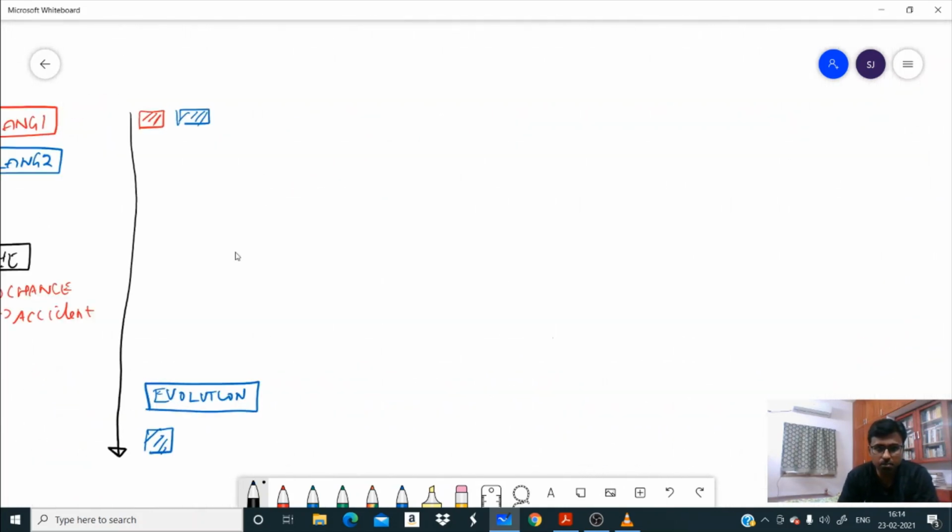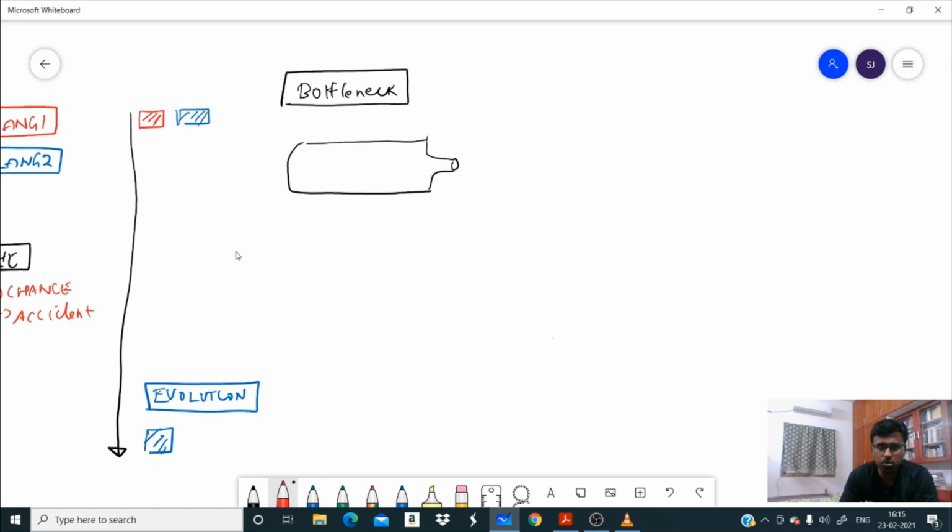You should know two things. First is the bottleneck effect. What is this bottleneck effect? It is the same thing. See this, there is a bottle. Let us assume there is a bottle, and in this bottle is the population. So this bottle is nothing but a population. This population has equal amounts.